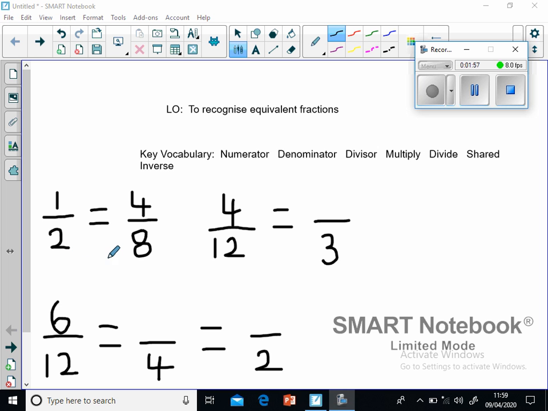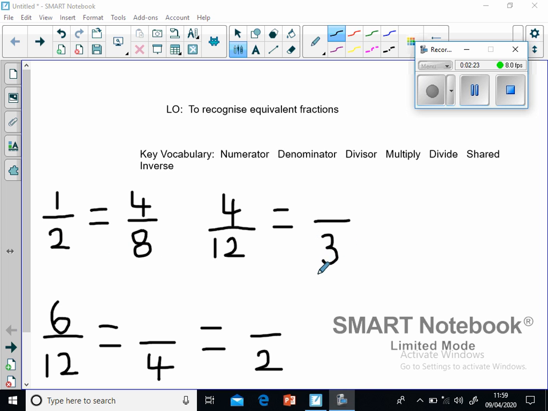Now if you look at this calculation here, the divisor is 4. 8 divided by 4 is 2. 4 divided by 4 is 1. We can check using the inverse. 1 times 4 is 4. 2 times 4 is 8.